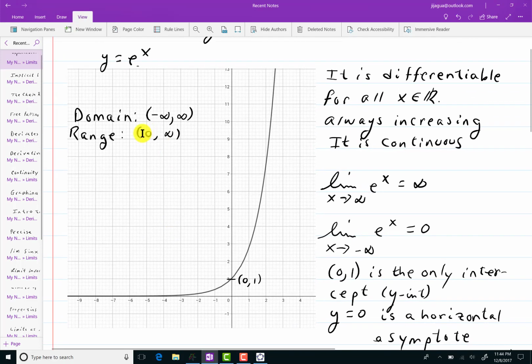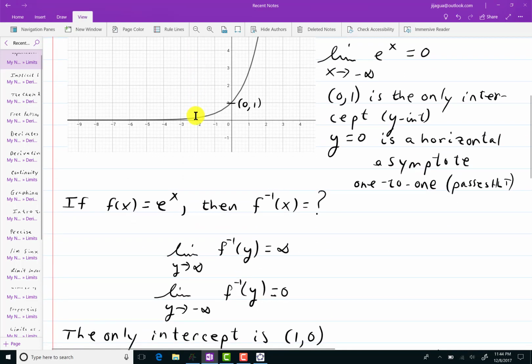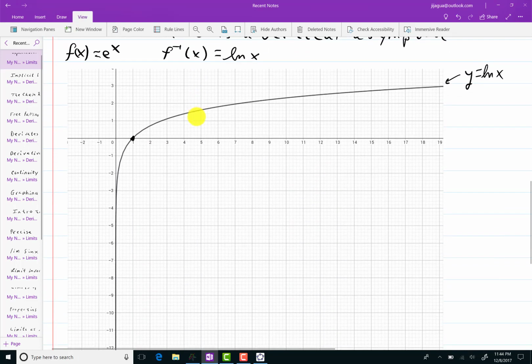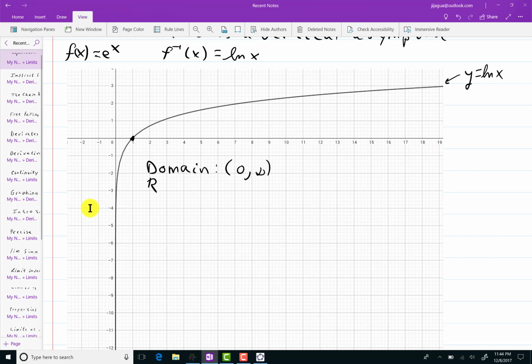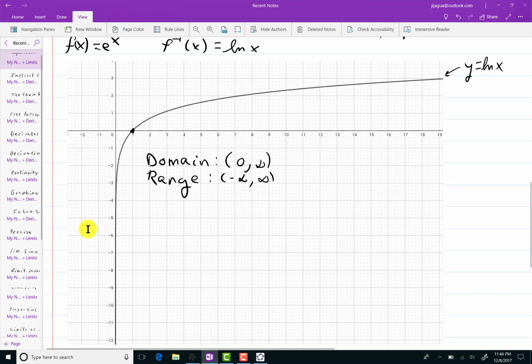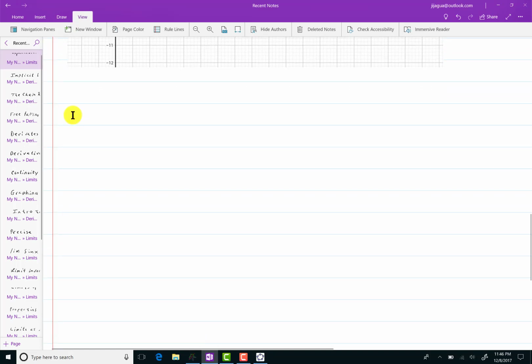Domain refers to x in the original function, so it corresponds to y values in the inverse function. So here, it's not the domain that's negative infinity to infinity, but it's the range that is negative infinity to infinity. Before, the range was 0 to infinity, and now the domain is 0 to infinity on the inverse function. And you can see that based on the y values, they obviously go to negative infinity and up to infinity.